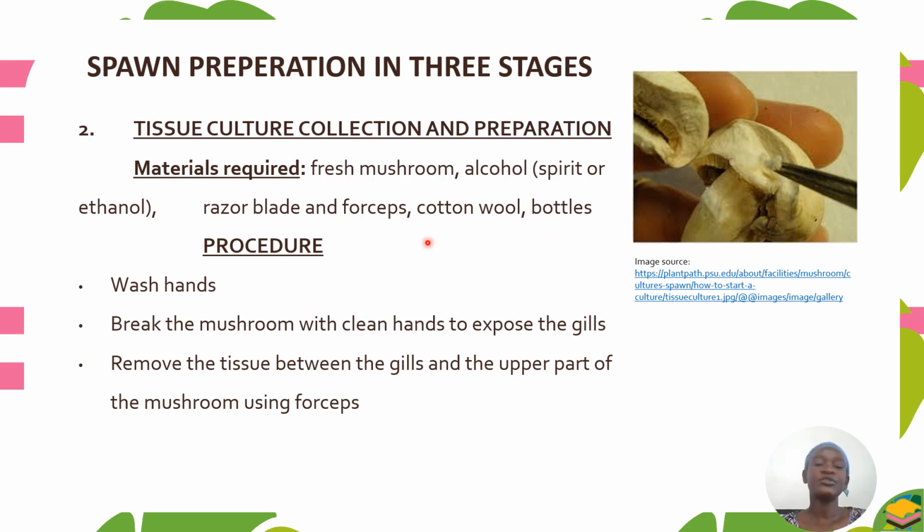What are the procedures you follow in tissue culture collection and preparation? First of all, we need to be very hygienic when doing spawn preparation. That's why in stage number 1, we mentioned sterilizing everything we are going to use, even to the point of boiling the potatoes. We are trying to eliminate germs and microorganisms as much as possible, as these germs may destroy our mushroom.